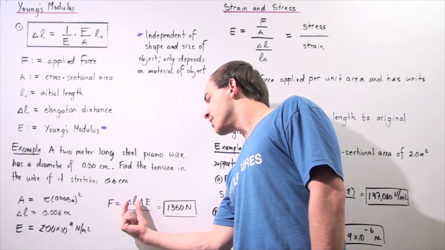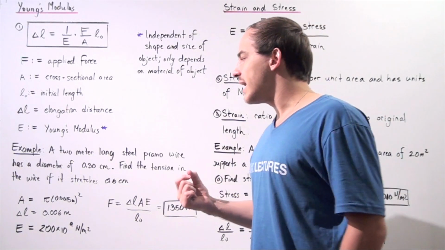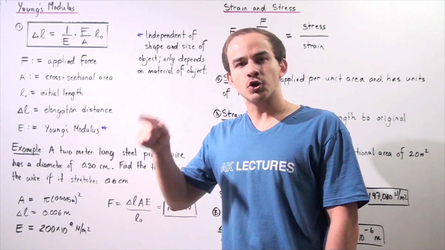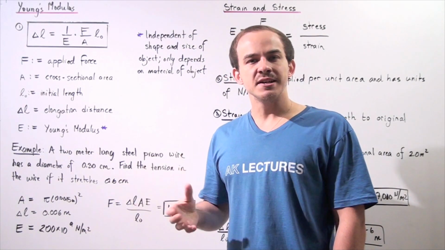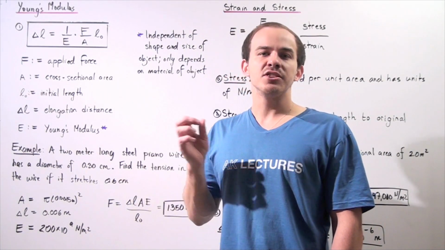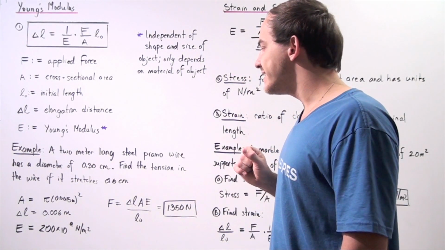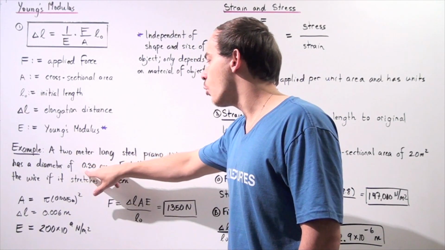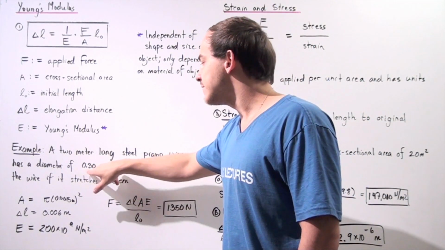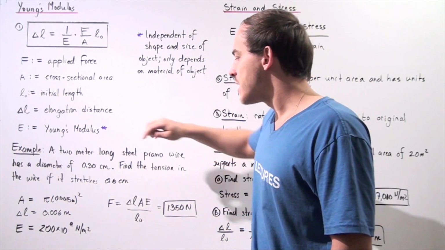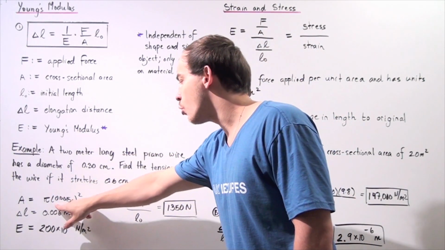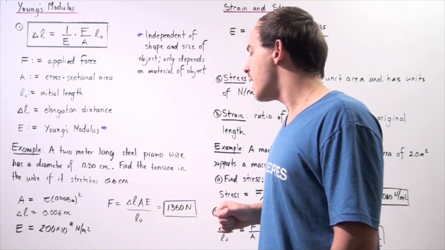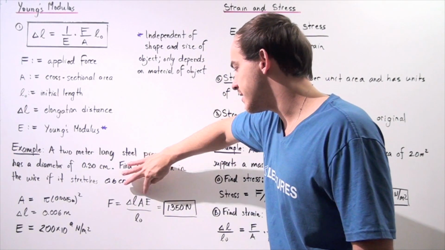So we know the initial length of the object is 2 meters. And we can find the area by simply realizing that the wire is circular, and so that means to find the cross-sectional area of the wire, we simply take pi and multiply by the radius squared. So the radius in this case is simply half of this quantity, 0.15 centimeters. Now to convert it to meters, we divide by 100, and we see that our radius is 0.0015 meters. We square that and multiply by pi. And the quantity we plug into this A.